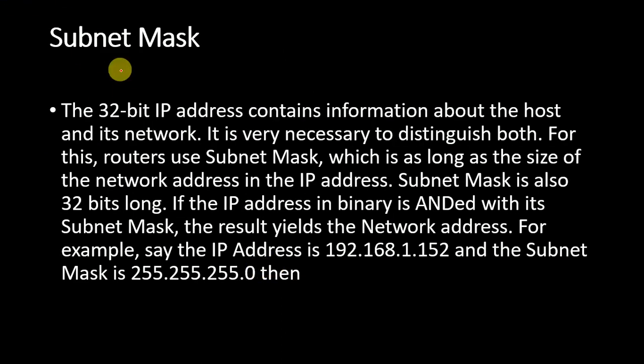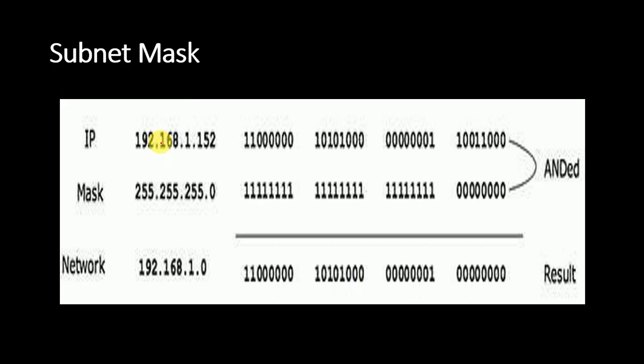Next we consider the subnet mask. It is a 32-bit value; an IP address contains information about the host and its network, and it is very necessary to distinguish between the two. The mask is again 32 bits long. For example, the IP address 192.168.1.152, and the mask is 255.255.255.0. Applying the mask to the IP address gives the result.